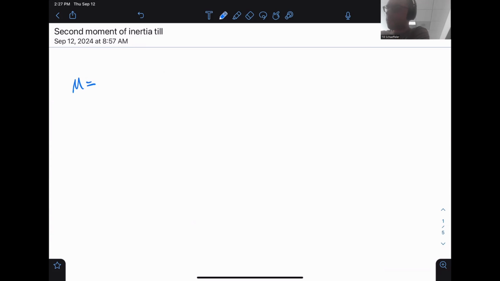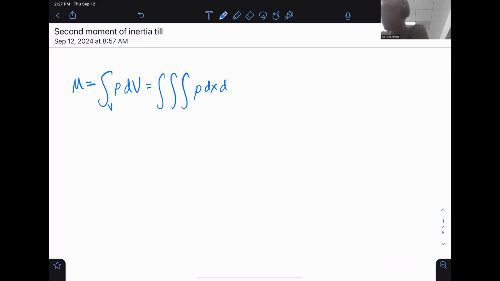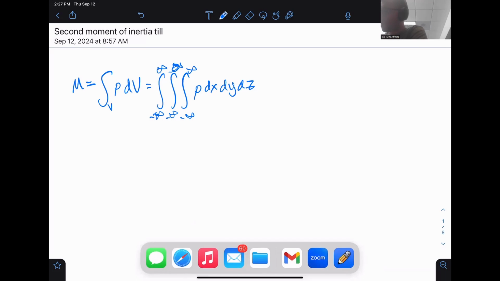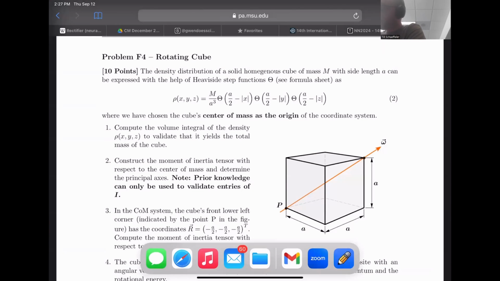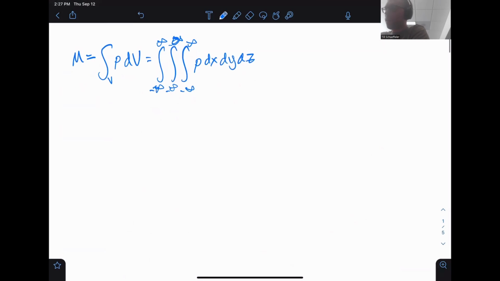M should be equal to the mass density integrated over the entire volume. And that is equal to a triple integral over all space, so from negative infinity to infinity. And the Heaviside step functions are going to set the limits of these three integrals.